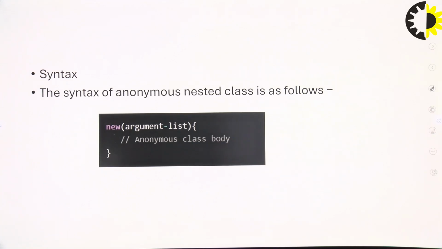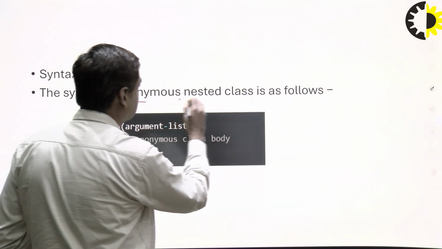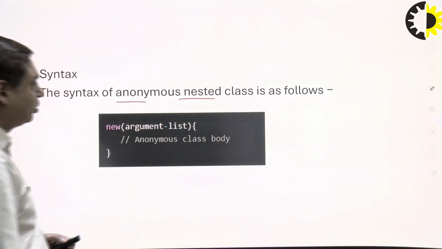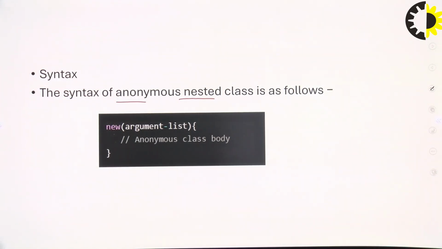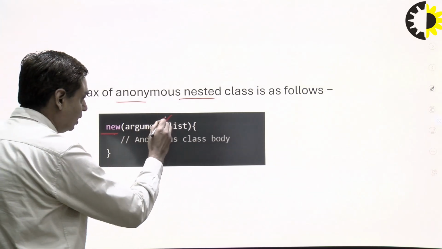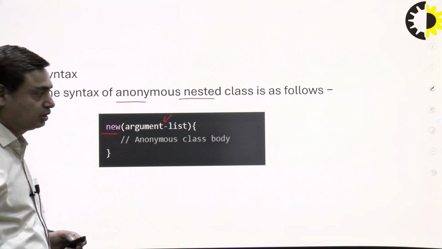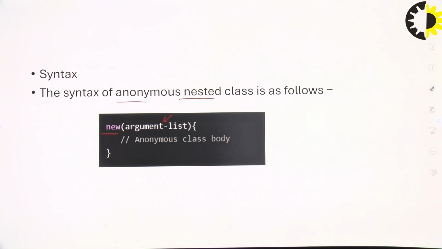So, the syntax for creating an anonymous inner class, which is also sometimes called a nested class, because a class within a class is called a nested class. To create an anonymous inner class, we use the new keyword, and we can pass the argument list to create the object of the anonymous class. Basically, internally it will create an object without any name that we can utilize for our purpose.